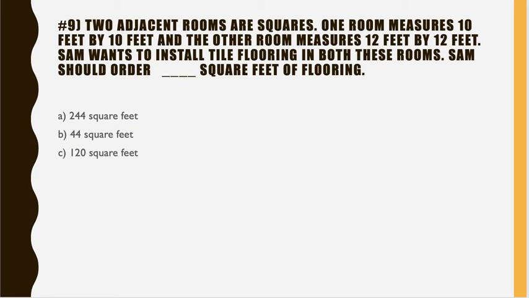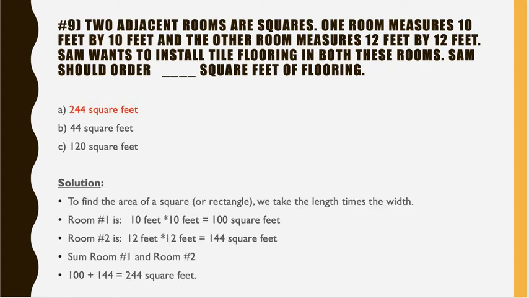Problem 9. Two adjacent rooms are squares. One room measures 10 feet by 10 feet, and the other room measures 12 feet by 12 feet. Sam wants to install tile flooring in both these rooms. Sam should order how many square feet of flooring? Our answer choices are 244 square feet, 44 square feet, or 120 square feet. 244 square feet, our answer choice A is correct.